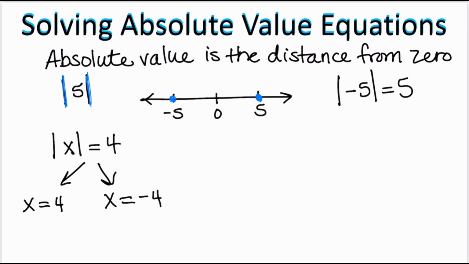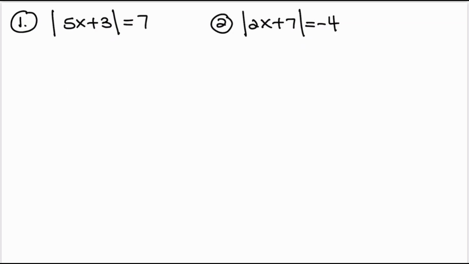And that is because, just like we said previously, the absolute value of 5 is 5. The absolute value of -5 is 5. Both of those numbers are 5 units away from 0. If I have the equation, the absolute value of x equals 4, then x could either equal +4 or -4. Let's go ahead and take a look at some examples.